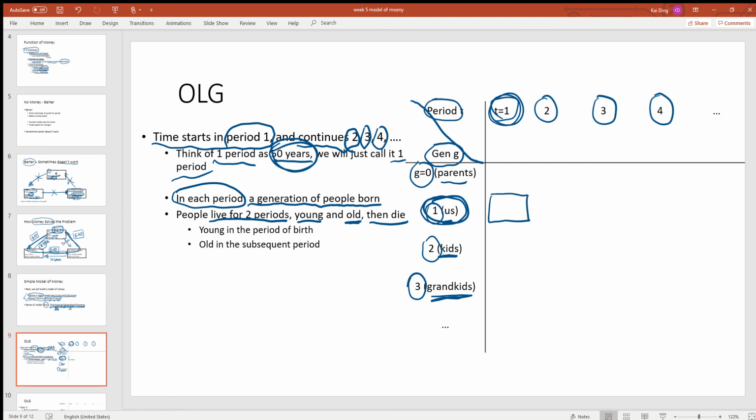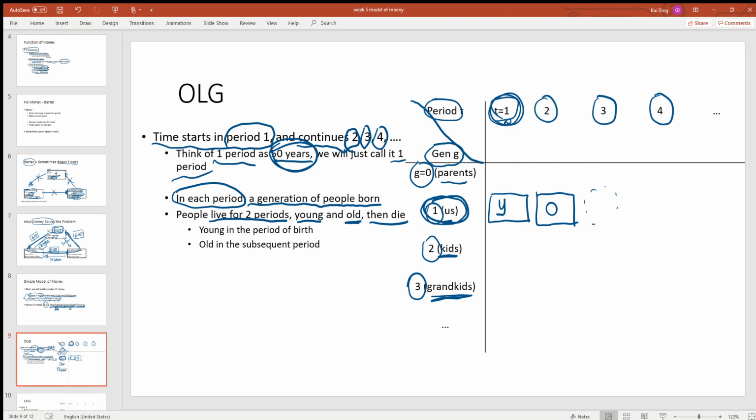So in period 1, generation 1, which is us, we are born. So this is when we are born, right? Period 1. When we are born in period 1, we start young. Moving on to period 2, we become old. And then moving on to period 3, we die.